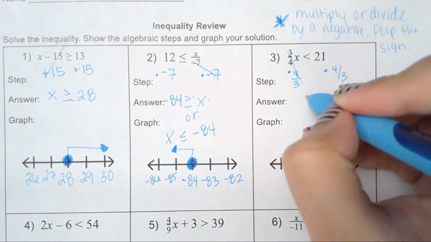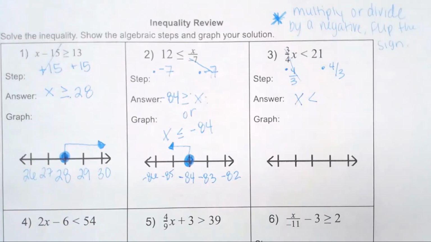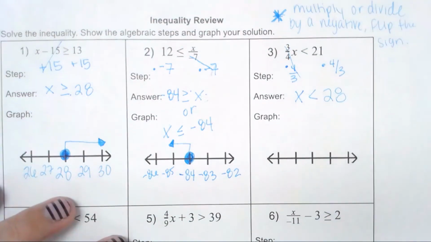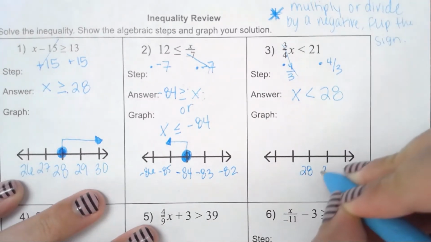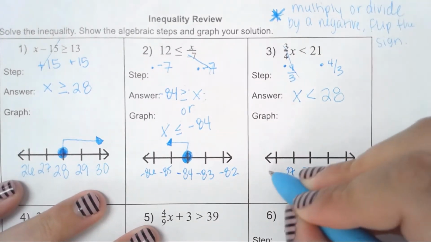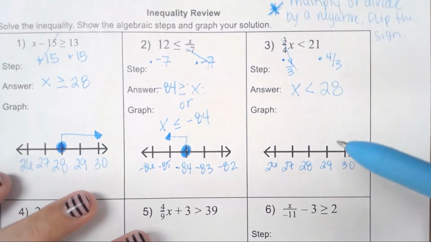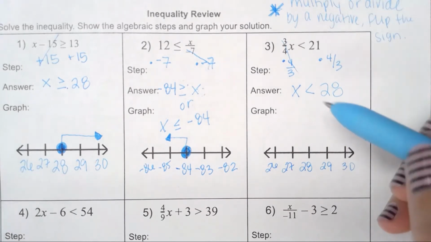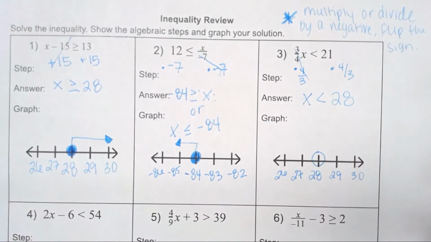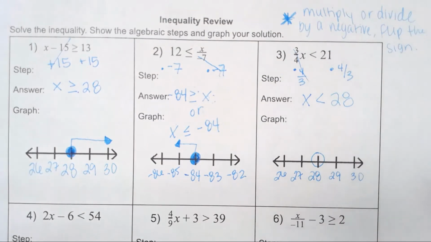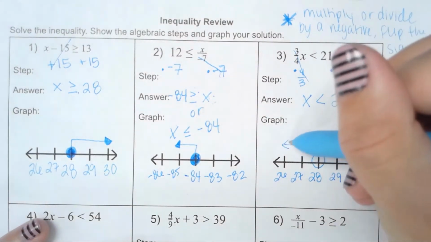So that then I get x is less than 21 times 4 over 3, which gives us 28. Okay, so graphing it, 28 is in the middle, then we have 29 and 30, and then to the left will be 27, 26. Open or closed circle at 28? Well, it's going to be open this time because it does not have the equal to line, so it cannot equal 28, so we do not want to include it. And if we want all numbers less than 28, all numbers less than 28 are to the left.